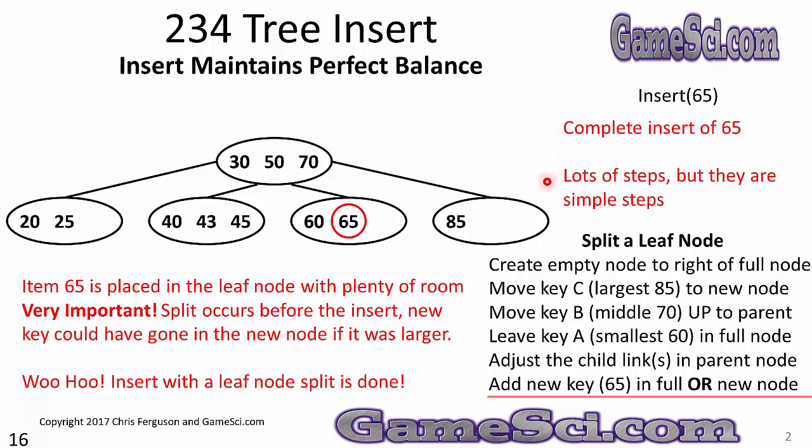Took lots of steps, but they're fairly simple steps. Item 65 is placed in the leaf node with plenty of room. There's plenty of room because we moved everything out of this. Very important, splits occur before the insert. New keys could have gone in the new node if they were larger. What does that mean? What if we were inserting 95? If we were inserting 95, we would have gone to this node and put it there. But we weren't. We were inserting 65, so we went to the left of 70 and inserted 65 there. Woohoo! Insert with the leaf node split is done.